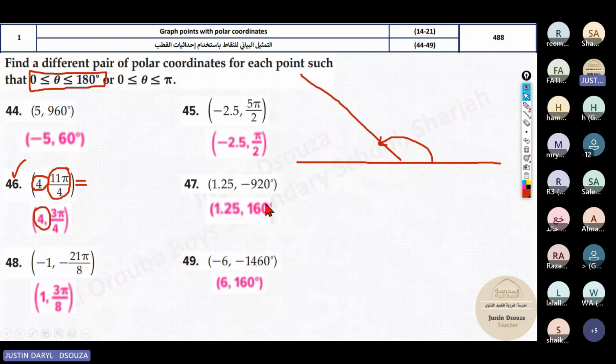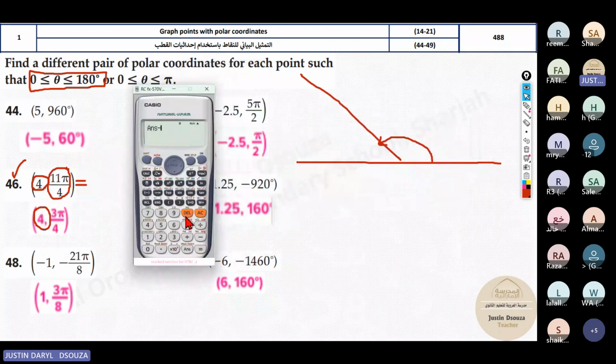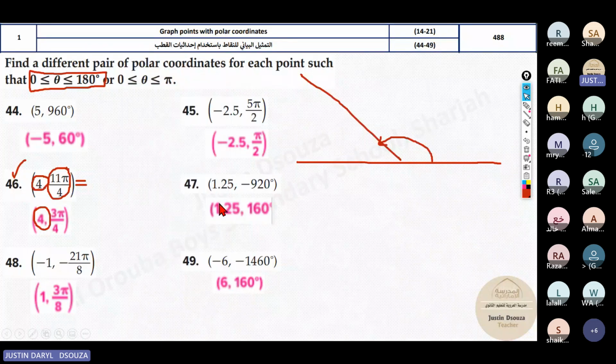Is it okay? Even over here, let me just show you. I will just keep adding 360 to minus 920. Let me just change this to the answer. Now look over here, I got 160 degrees. Is it greater than 180 degrees? No, it is within this range. So that's why this radius does not change.